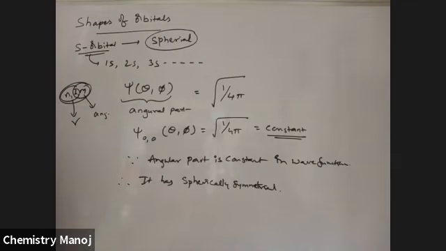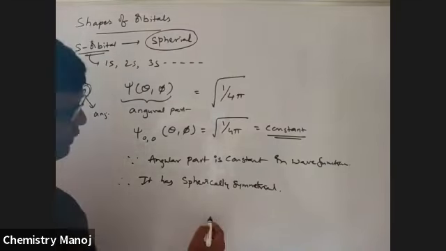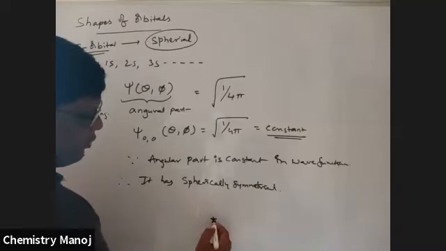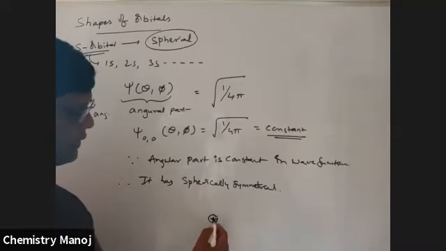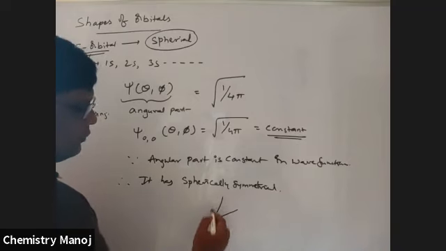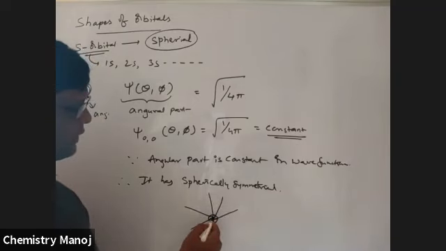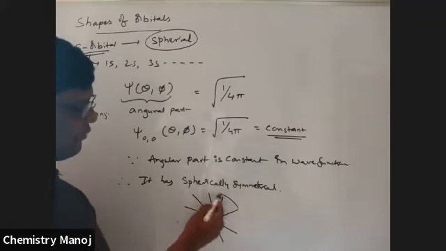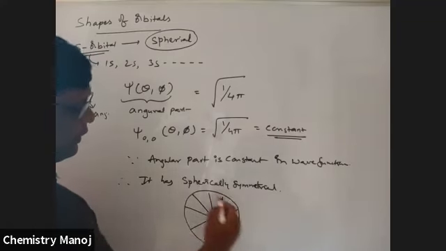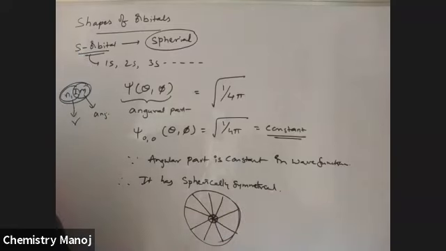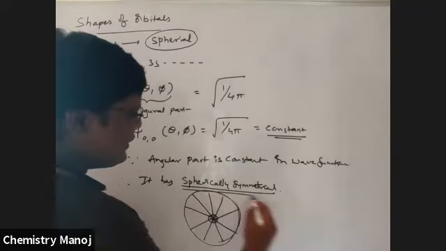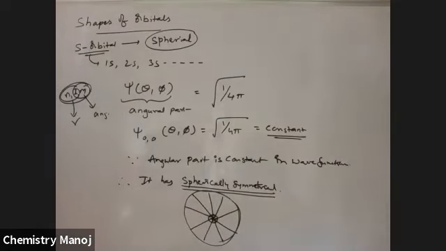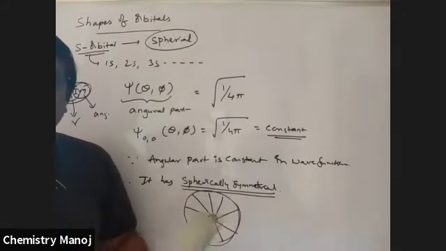So that means when we are moving away from the nucleus, at any angle the radial probability distribution, that is the psi value, is constant. That's why if you draw the boundary, it is spherical. That is why the shape is spherically symmetrical. So this is why the S orbital has a spherical shape: because the angular part is constant.